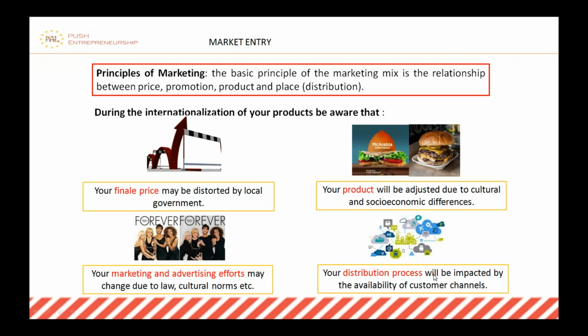Now, when you're entering a market, there are some issues that you must be aware of. First of all, the basic principle of the marketing mix is the relationship between price, promotion, product, and place. These four areas must complement each other. But also, it is important to have in mind that in the internationalization of your product, the final price might be distorted by such factors as price discrimination imposed by host governments on foreign goods that make your price too high to compete or too low to provide a reasonable profit margin.